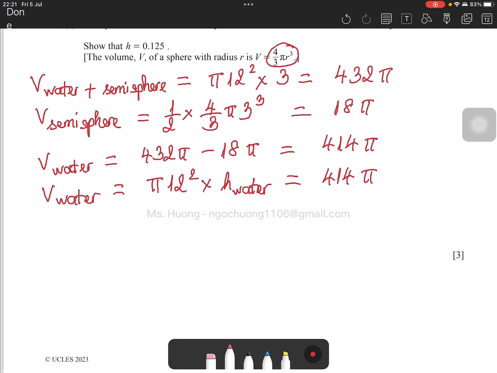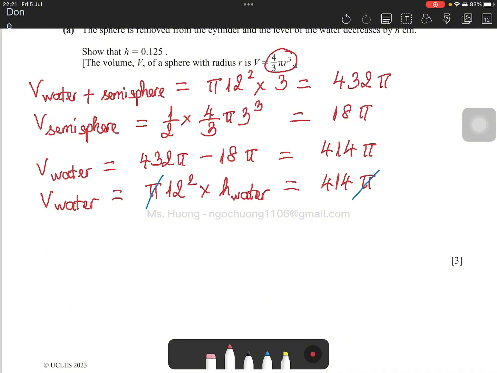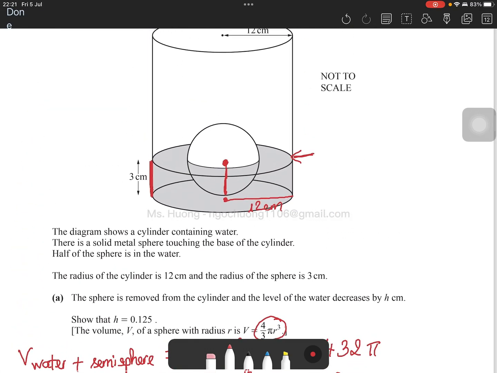So from this, we can cancel pi and pi. Then the height of the water is equal to 414 divided by 12 squared, which is 2.875. This is the real height of the water. And the height of the water when the sphere is in the cylinder is 3.